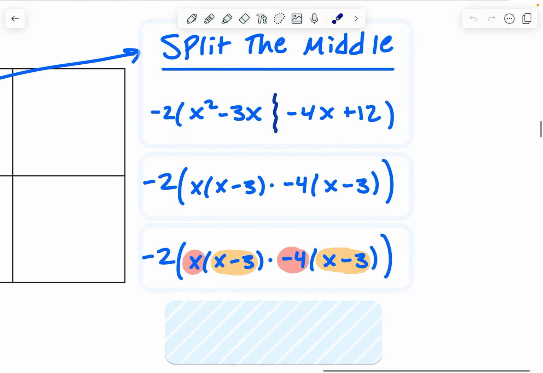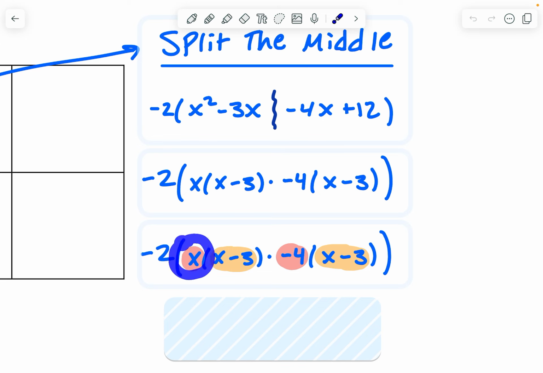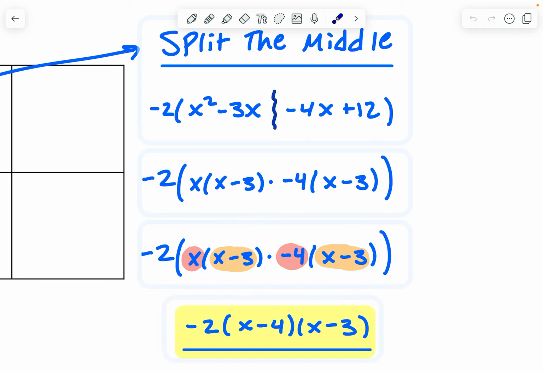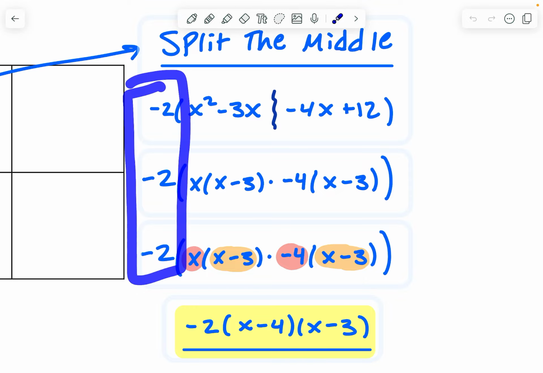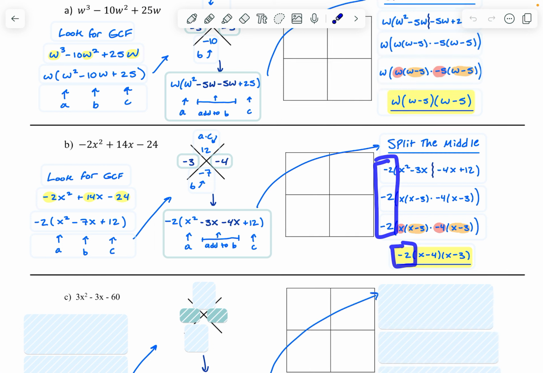When I group, the first grouping I have is what I was able to factor out, x minus 4. The second grouping is what I had left, which was x minus 3. And again, the only change from last class to today is that negative 2 that we were able to factor out very early in the problem, which just kind of hangs out and follows along the whole way.